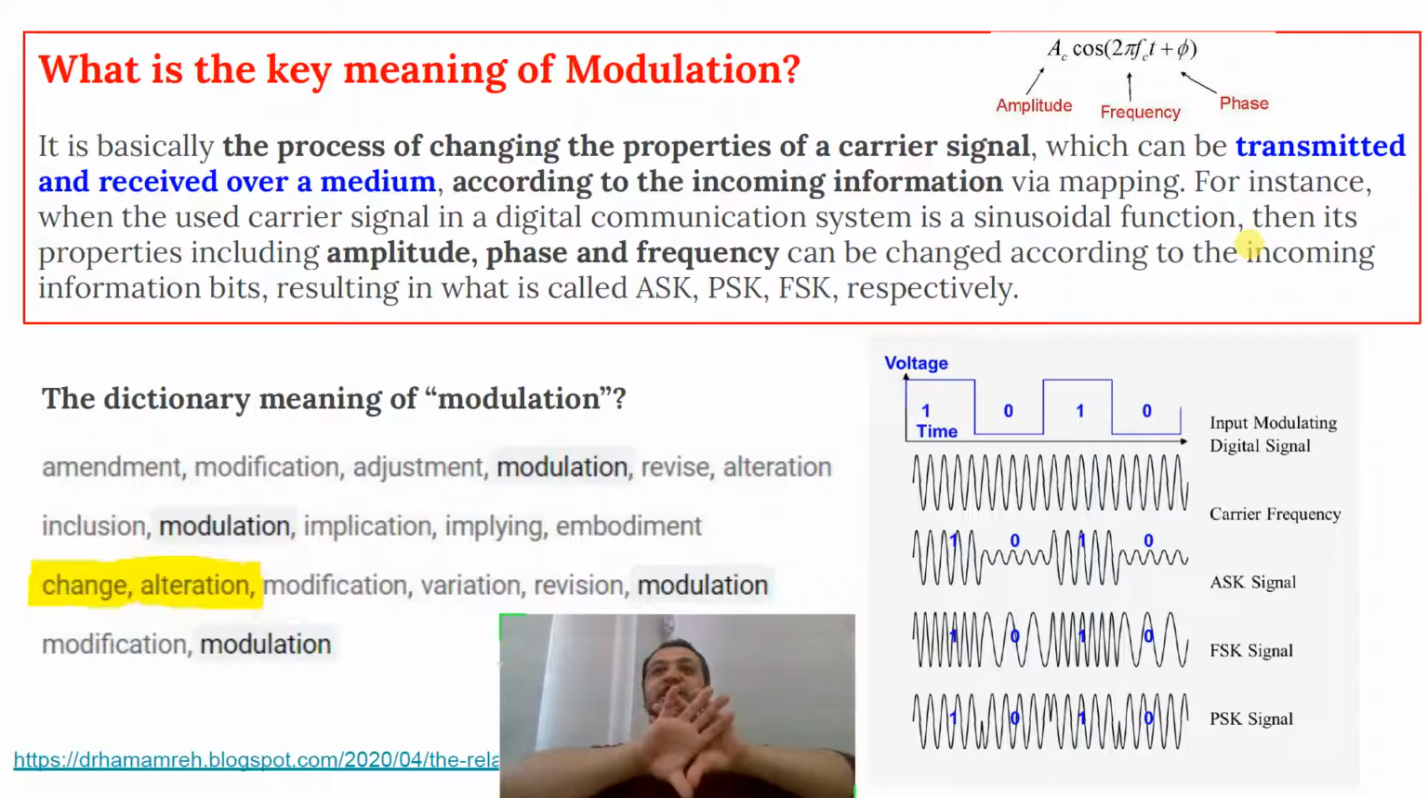So modulation then is just changing. Don't forget the word modulation. When you see the word modulation anywhere, in a textbook, in a video, link it with the word changing. Changing what? The carrier signal. What? Changing the properties of carrier signals.